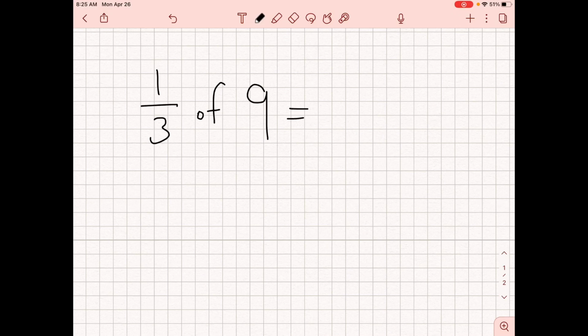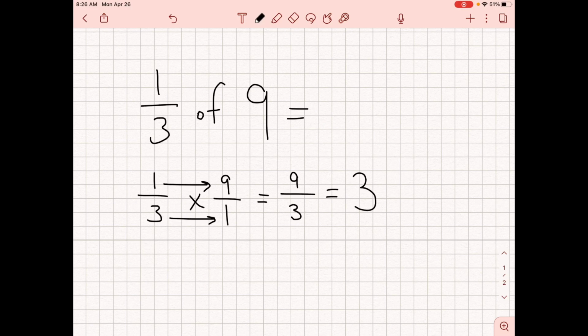So remember, 1/3 of 9 is the same as 1/3 times 9 wholes. 1 times 9 is 9, and 3 times 1 is 3. Now I need to divide 9 by 3. How many groups of 3 can I make with 9? 3 groups. 9 divided by 3 is 3. So 1/3 of 9 is 3.